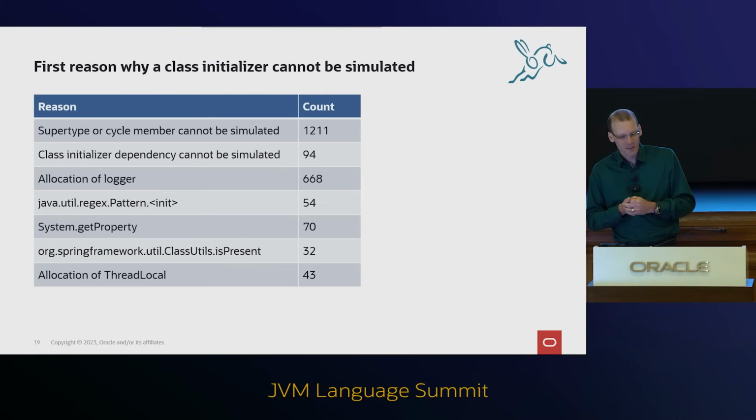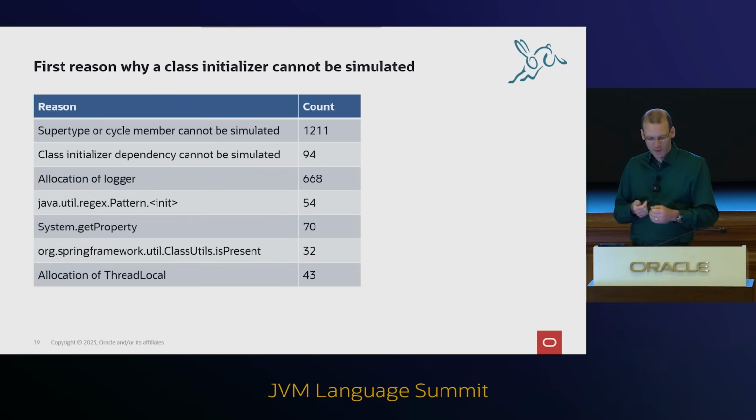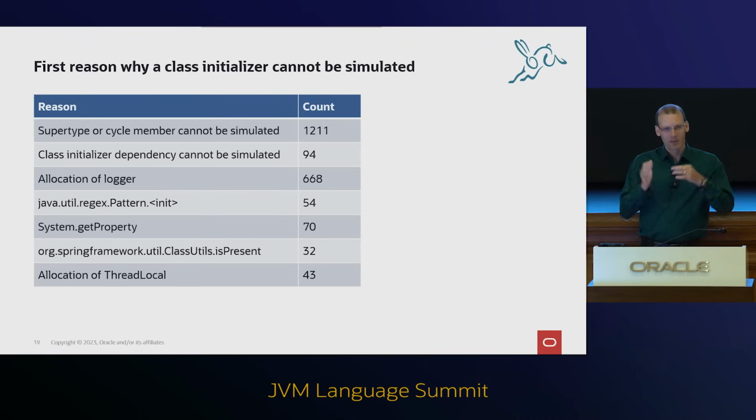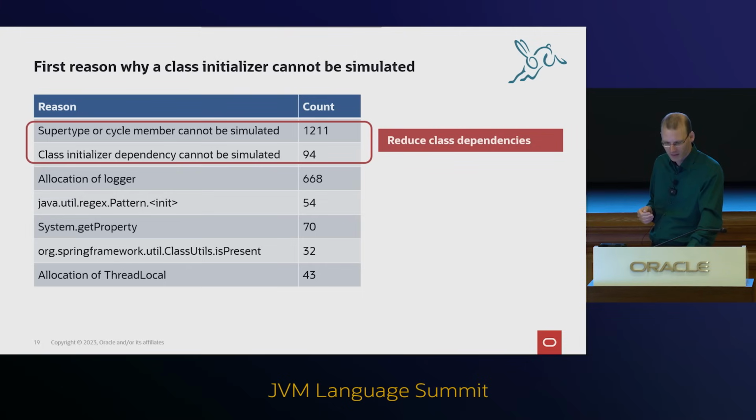The good thing is it's not so difficult to fix, because we just need to decouple class initializers more. If we isolate the state that needs initialization into classes that don't have subclasses, then we can get away with removing a good number of dependencies immediately. So that's solvable by reducing class dependencies.